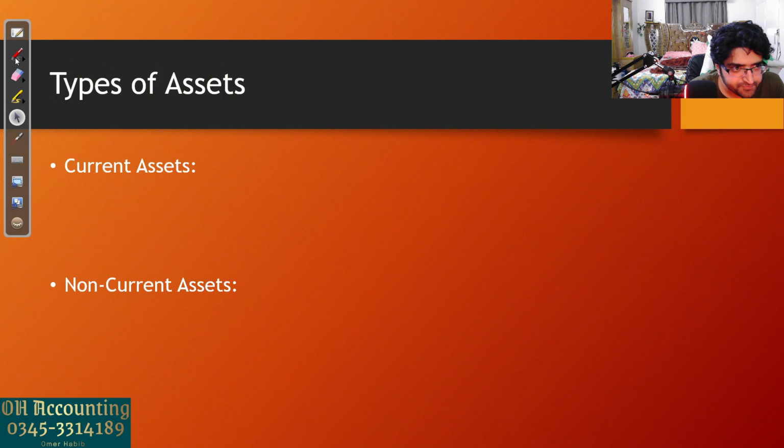Types of assets. We have 2 types of assets: current assets and non-current assets. Current assets are those which are usually consumed or used within one accounting period. Accounting period can be of any 12 months. It is not necessary that it is from 1st Jan to 31st December. No, it can be any 12 months because a business never starts on a fixed day. Okay, any business can start anytime. So any 12 months from the day the business started is an accounting period.